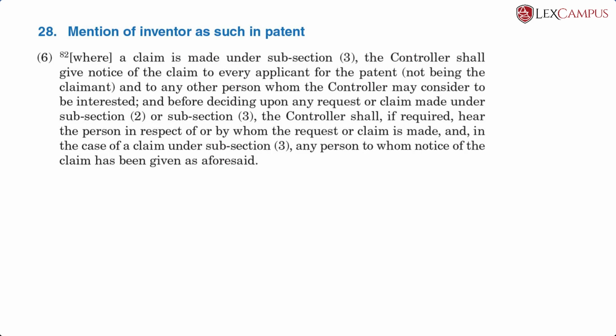Now, in both the cases, the controller will give notice and hear the person. The section only says that the controller shall give notice of the claim to every person involved. So, he will call the applicant, he will call the inventor, he will call any other person who may be interested. There may be other joint inventors. The controller can call any person and hear that person. So, Section 6 deals with hearing.